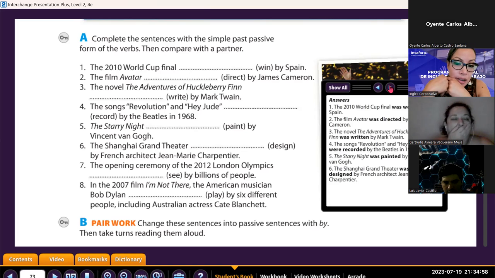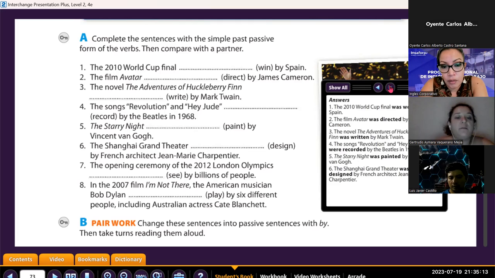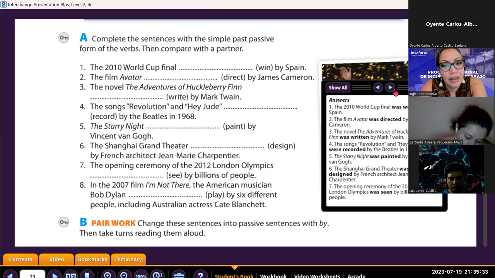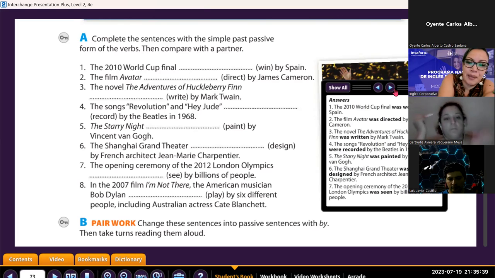And number seven, the opening ceremony. The opening ceremony of the 2012 London Olympics was by billions of people. Was seen by billions of people. Very good. Thank you so much for participating.